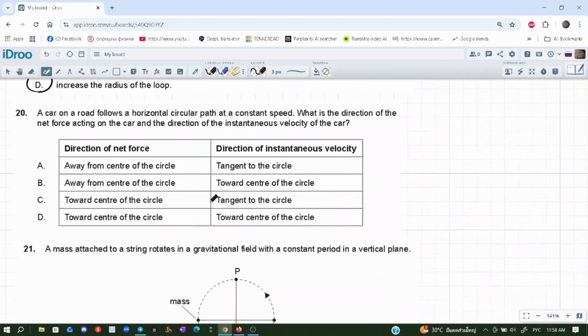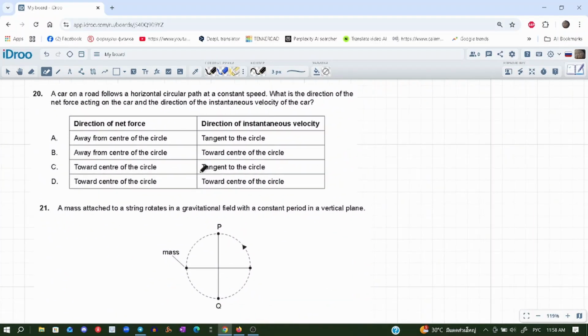Number 20. A car on a road follows a horizontal circular path at a constant speed. What is the direction of the net force acting on the car and the direction of the instantaneous velocity of the car? Pretty easy problem again. So the direction of the net force for sure has to be directed towards the center of the circle. So it's either C or D. And the direction of instantaneous velocity is always tangent to the circle, so it's option C.